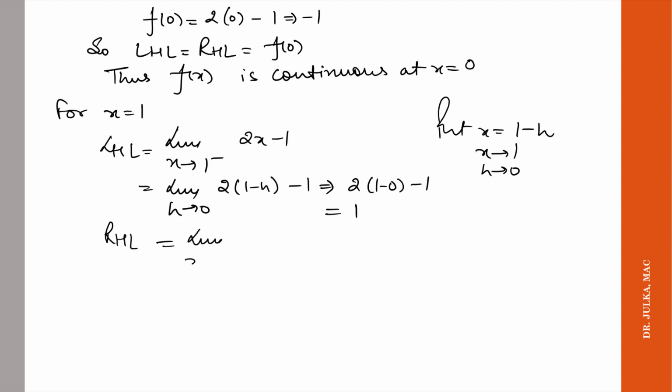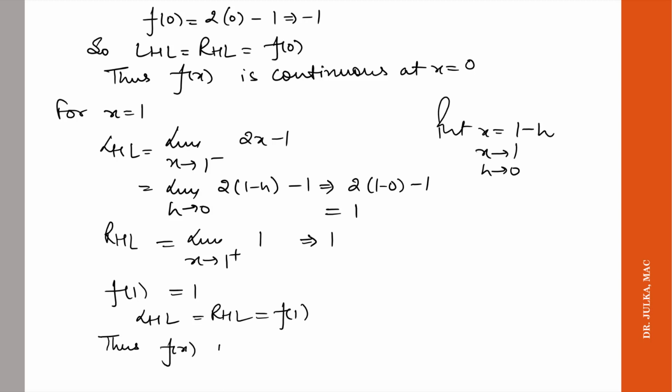Now the right hand limit is limit x tends to 1 positive, and the value is 1. And the value of function at 1 is 1. Since left hand limit equals right hand limit equals value of function at 1, thus function is continuous at x equals 1.